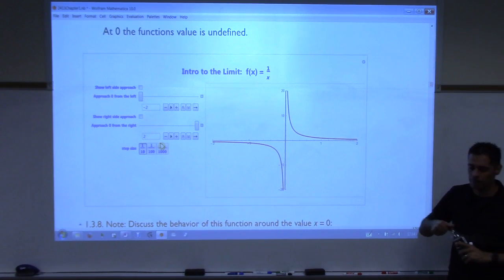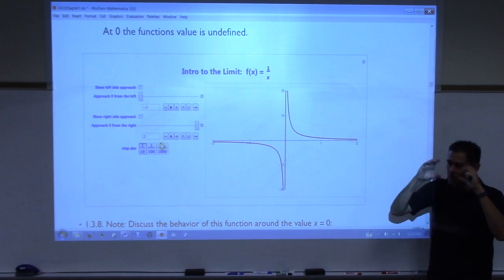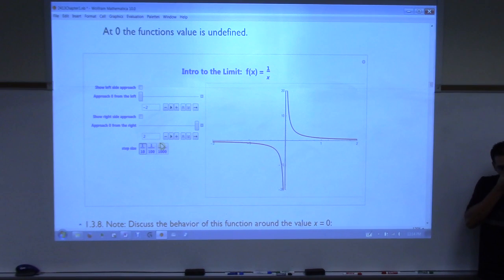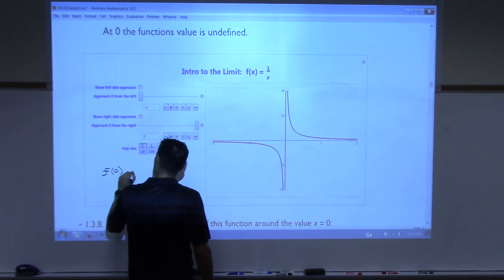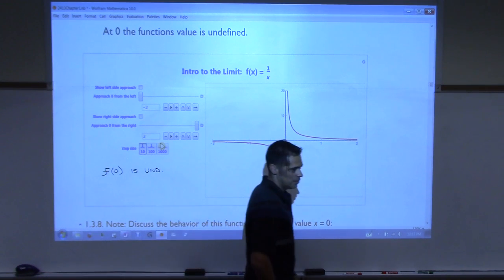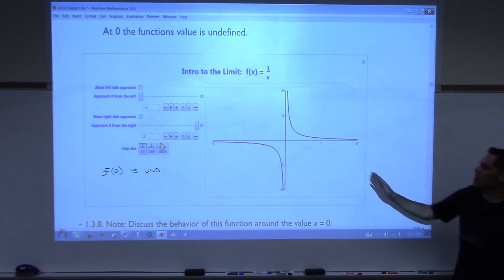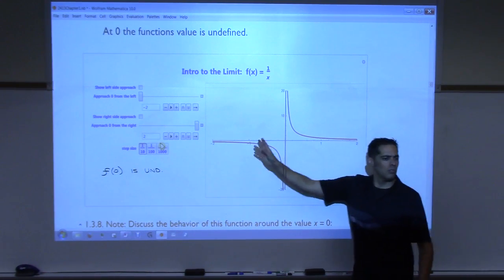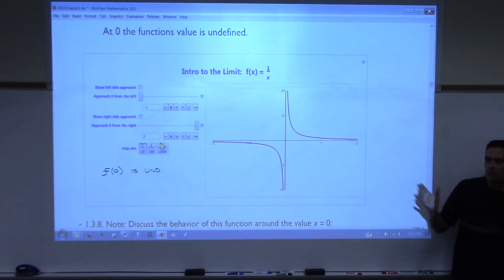How about this one? Let's first look at it through the algebra eyes. What's f of 0? F of 0 is undefined. Now, I'm not talking about what's happening at 1 or at 2 or negative 1, because there's really nothing interesting happening anywhere other than at 0. Do you agree? All right.